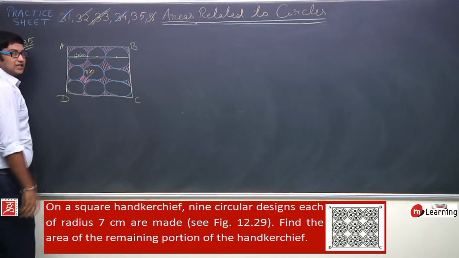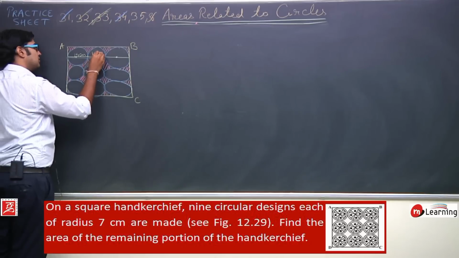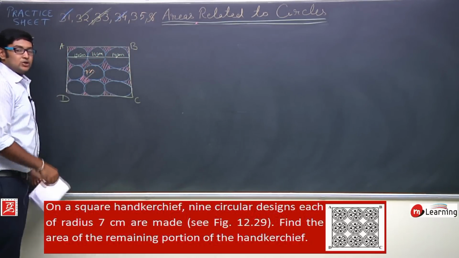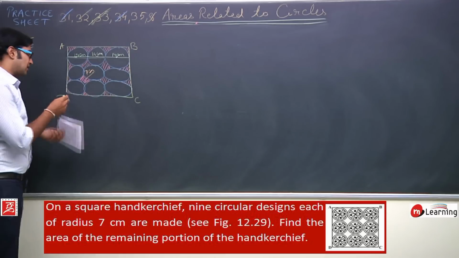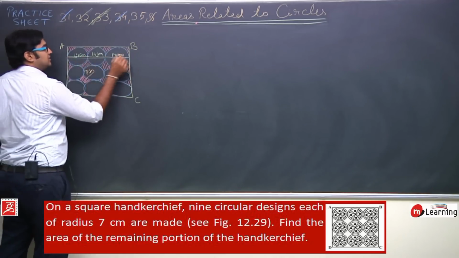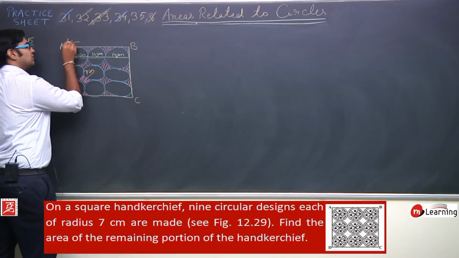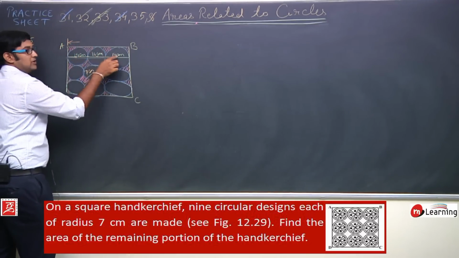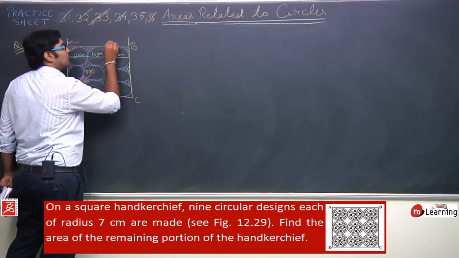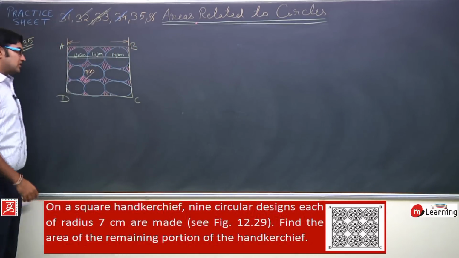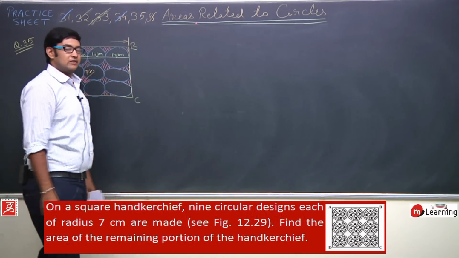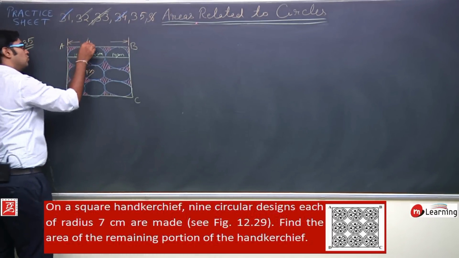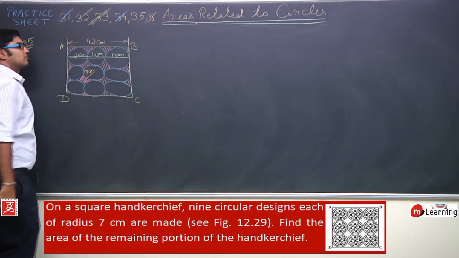What is the diameter of this circle? It is 14 centimeters. What is the diameter of this circle? It is again 14 centimeters. So what is the side of the square? The side of the square is the sum of these 3 diameters. So the side of the square is 14 plus 14 plus 14. The sum of the diameters of these circles gives you the side of the square, and the side of the square will be 42 centimeters.